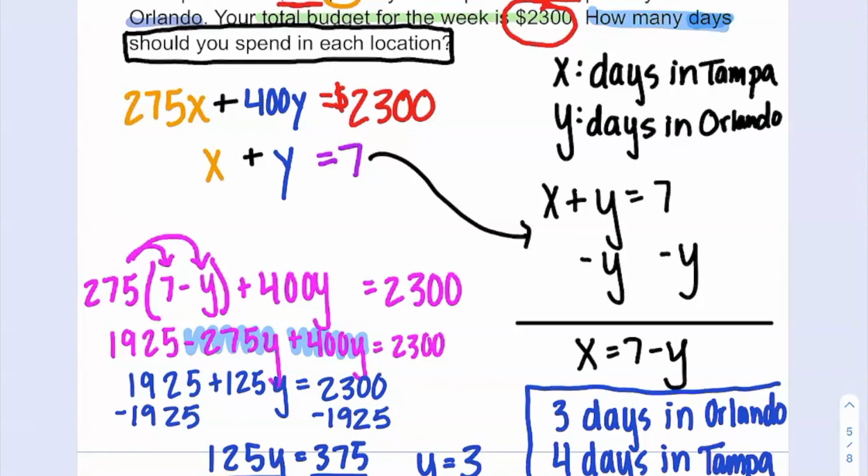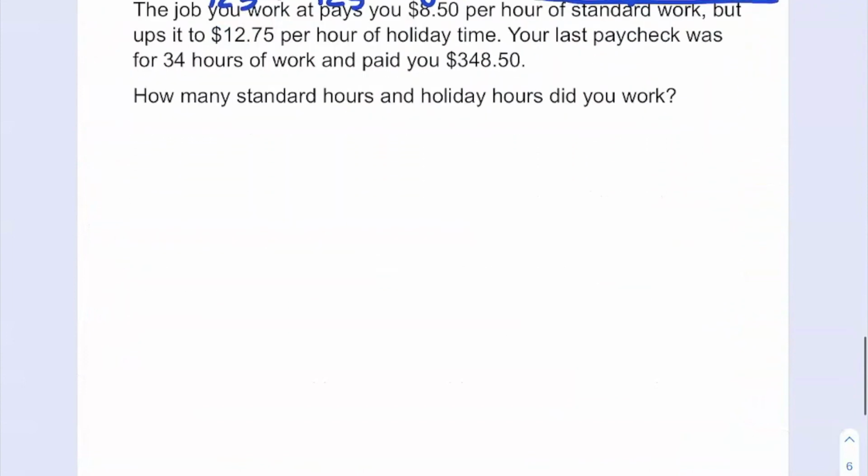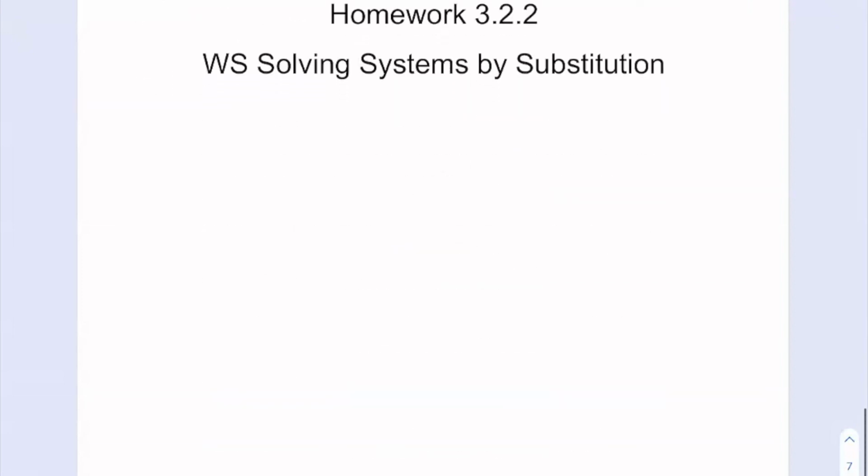All right, this next word problem we are going to go through together in class. So try to do this on your own, and then we'll go back through it during class. And then your homework is 3.22, solving systems by substitution.